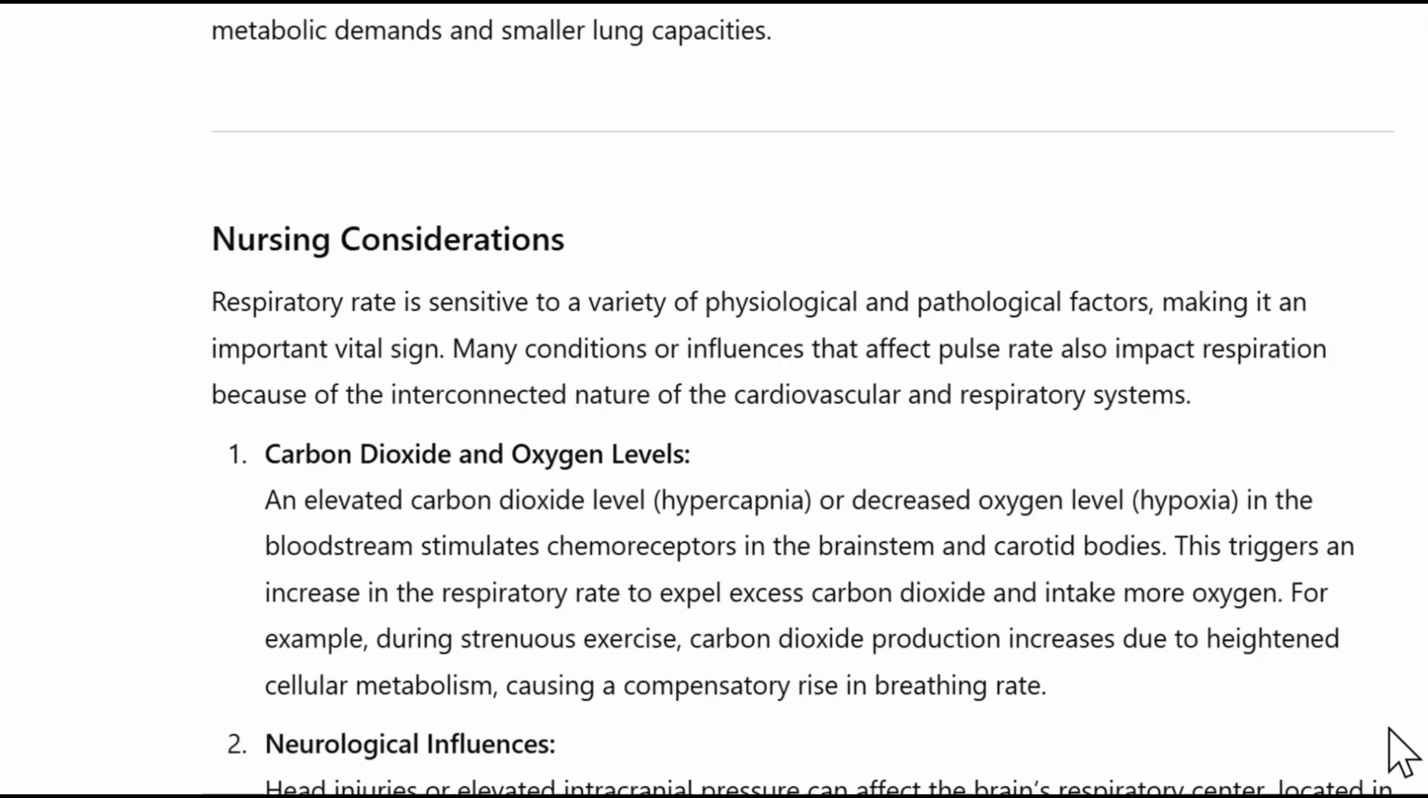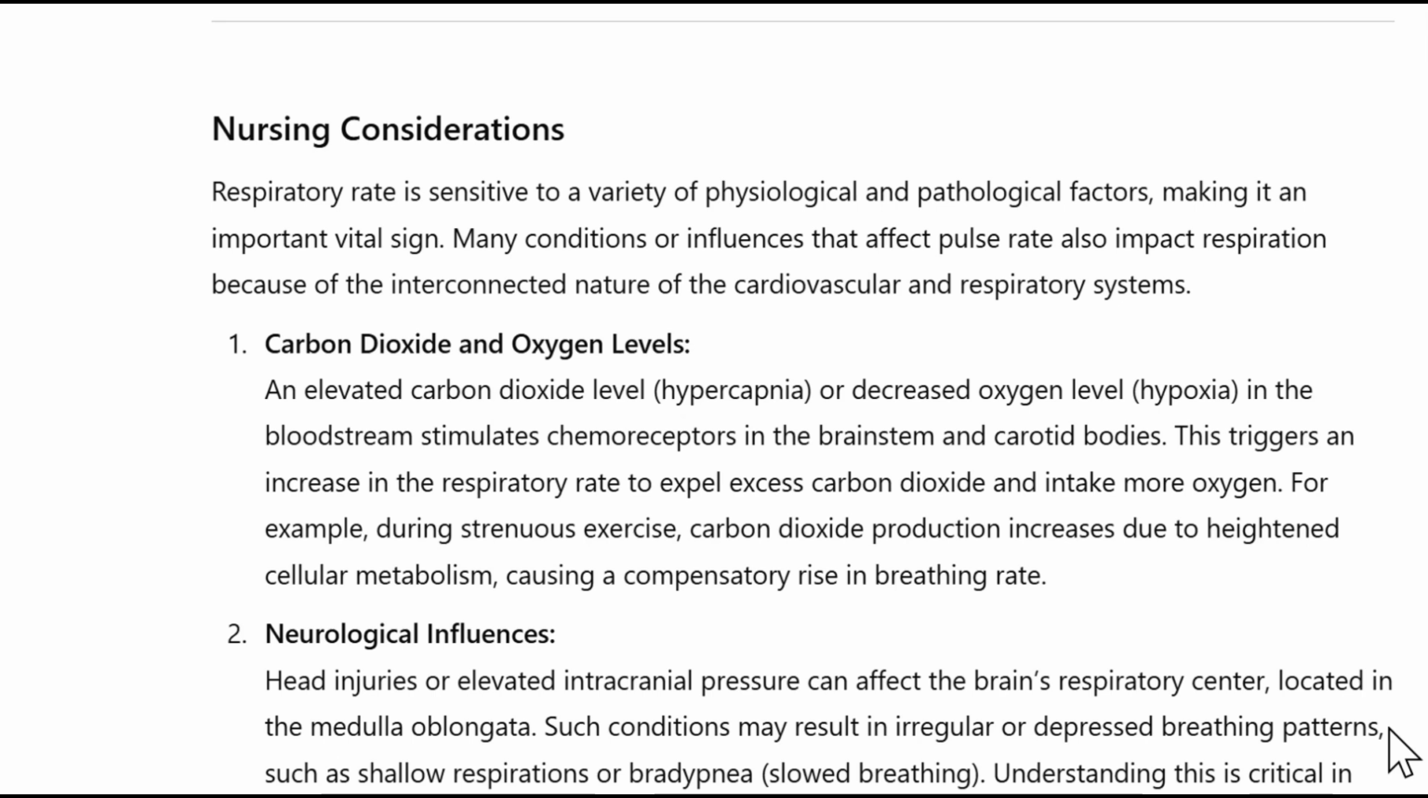Nursing considerations. Respiratory rate is sensitive to a variety of physiological and pathological factors, making it an important vital sign. Many conditions or influences that affect pulse rate also impact respiration because of the interconnected nature of the cardiovascular and respiratory systems. 1. Carbon dioxide and oxygen levels.